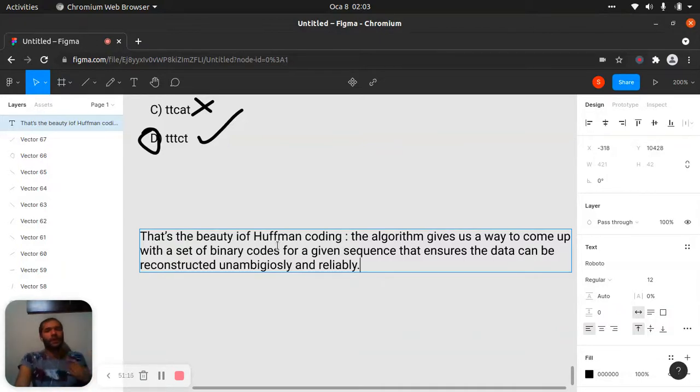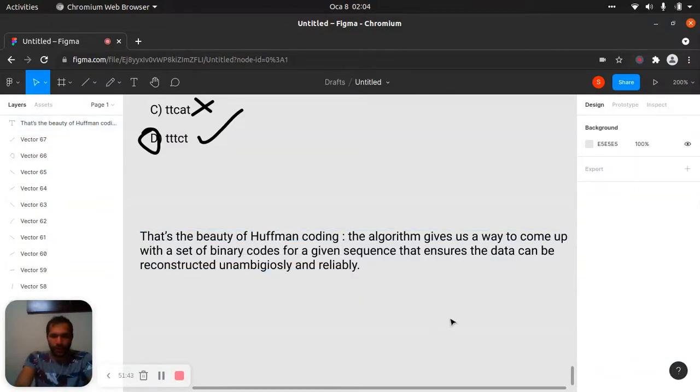What it's saying, that's the beauty of Huffman coding, of course. The algorithm gives us a way to come up with a set of binary codes for a given sequence that ensures the data can be reconstructed unambiguously and reliably, right? This is the truth. All the time we can encode and we can decode when we need.